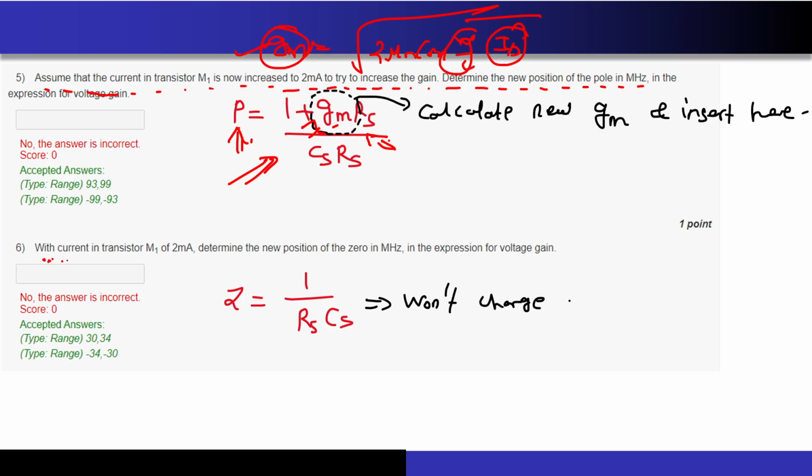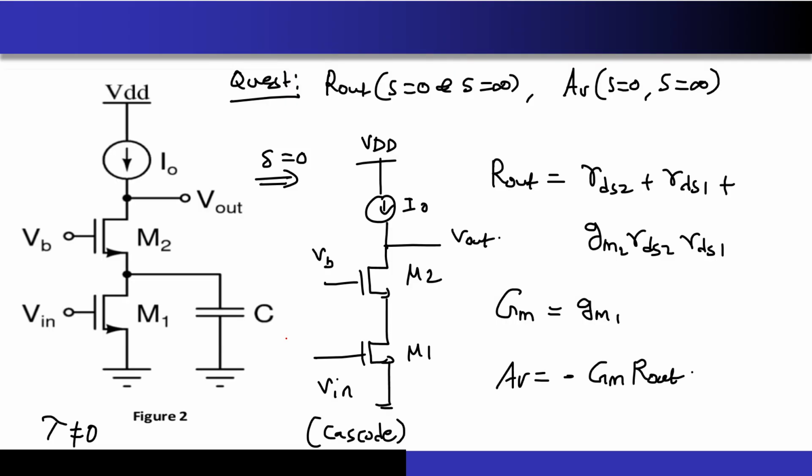Now come to this question. With current in the transistor M1 of 2 milliampere, determine the new position of the zero. What is the zero that we had found out? It was nothing but 1 by RS CS, correct? So remember, the location of the zero will not change and it is not dependent on GM. Even if you burn more current or decrease the current, it is not going to do anything. The zero expression will remain as it is. It is not a function of the current that you are using to bias your circuit, correct?